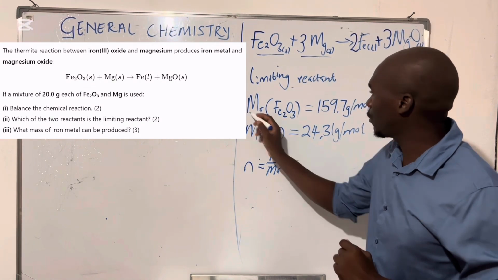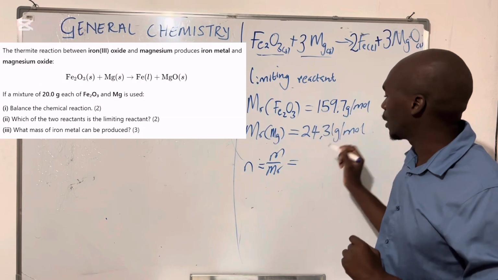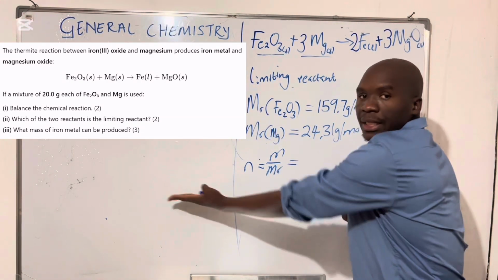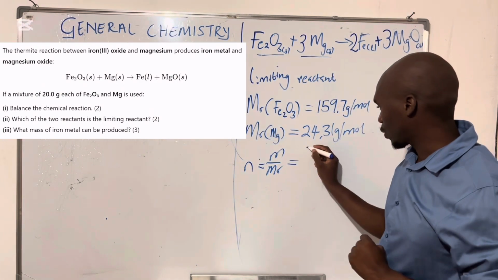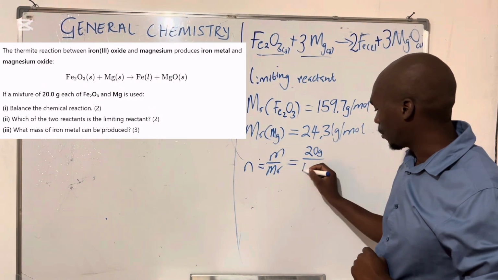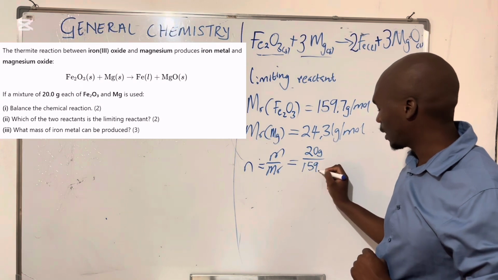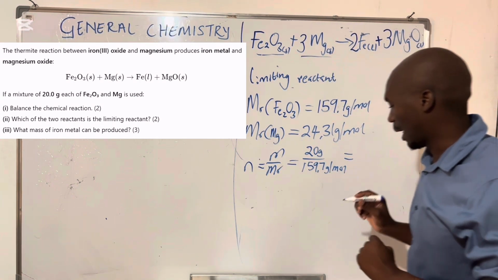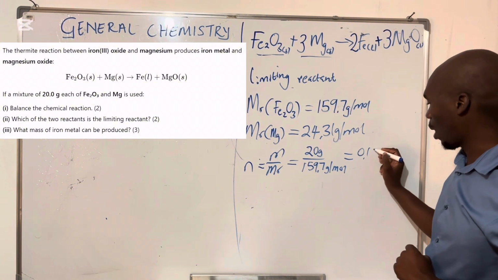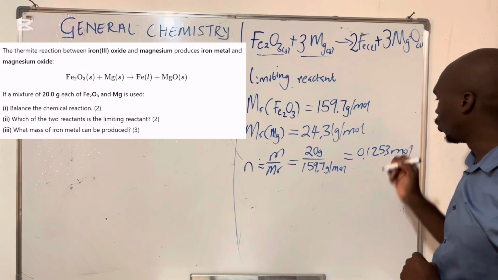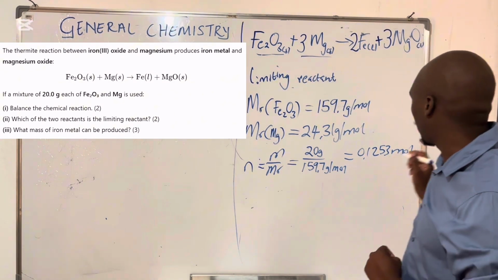Number of moles is equal to mass over molar mass, right? If we start with the first one, the mass is given here, right? It's 20. So the mass was 20 gram divided by 159.7 gram per mole, and then the answer gives us 0.1253 mole.